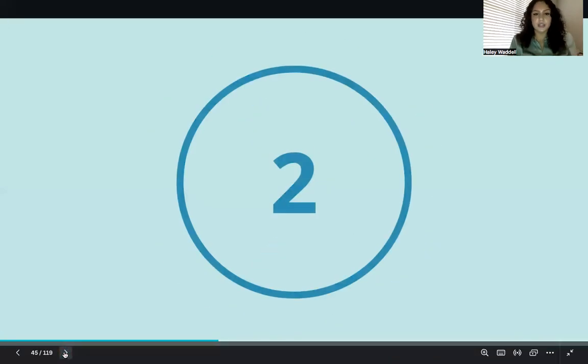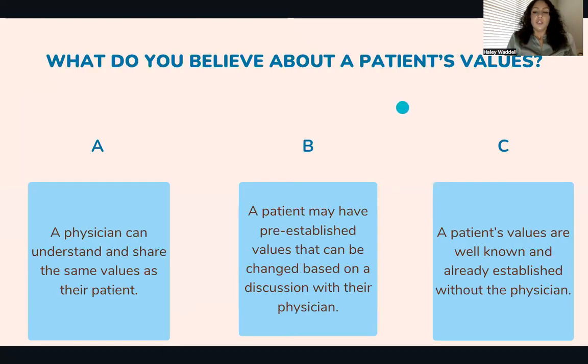Number two, what do you believe about a patient's values? A, a physician can understand and share the same values as their patient. B, a patient may have pre-established values that can be changed based on the discussion with their physician, or C, a patient's values are well known and already established without the physician. A, B, or C.